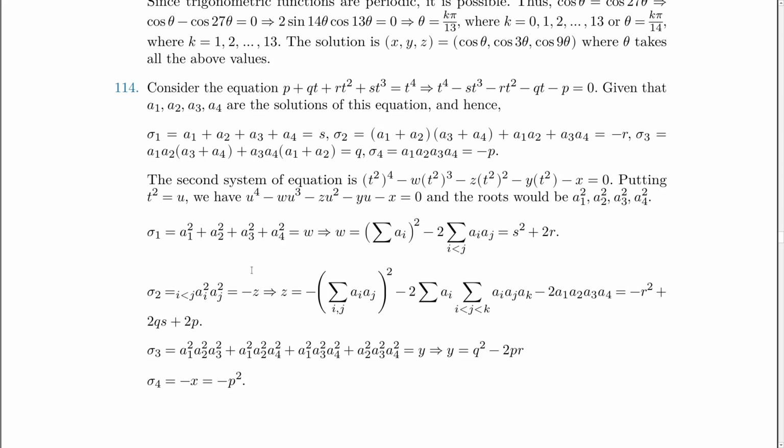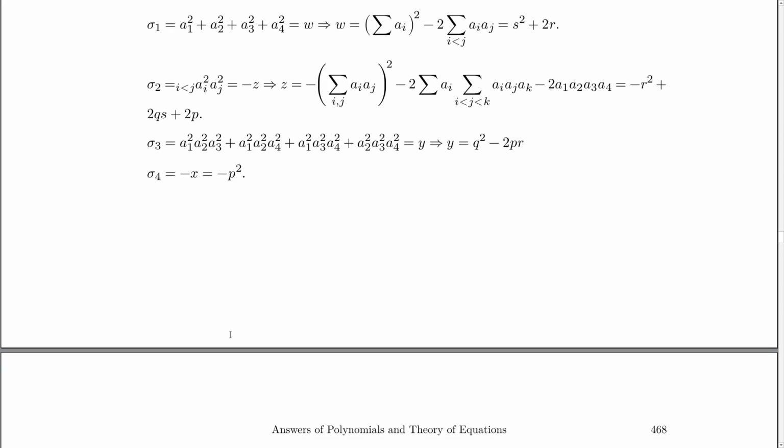And similarly, sigma 2 is the sum, there should be a sigma here, it is missing. So sigma Ai square Aj square, which is further elaborated, and that is minus R square plus 2PS, and similarly you find sigma 3, which is equal to y, and y is equal to p square minus 2pr, and sigma 4 is minus x, which is minus p square. And thus we have all the sigma 1, sigma 2, sigma 3, and sigma 4.